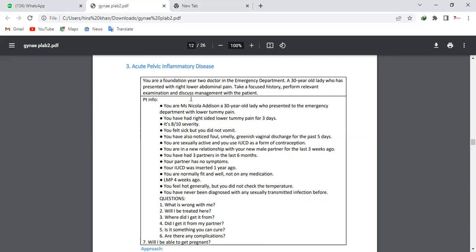Okay. Now, the next thing is acute pelvic inflammatory disease. You are a foundation year 2 doctor in the emergency department. A 30-year-old lady has presented with lower abdominal pain. Take a focused history, perform the relevant examination, and discuss management with the patient.